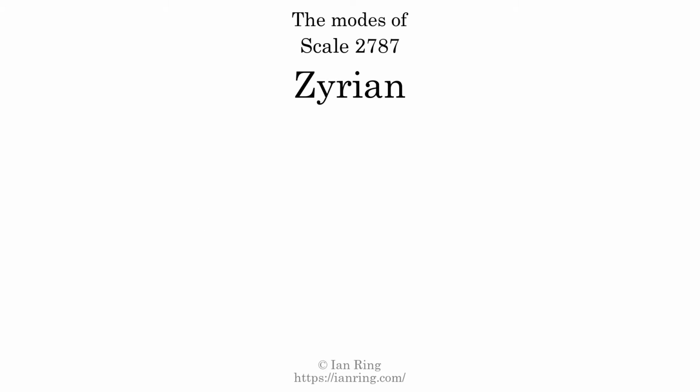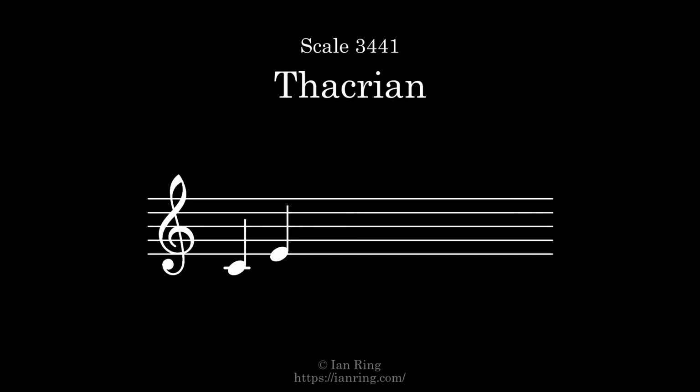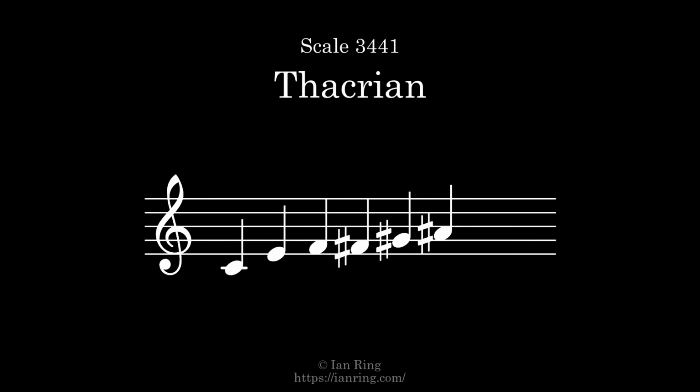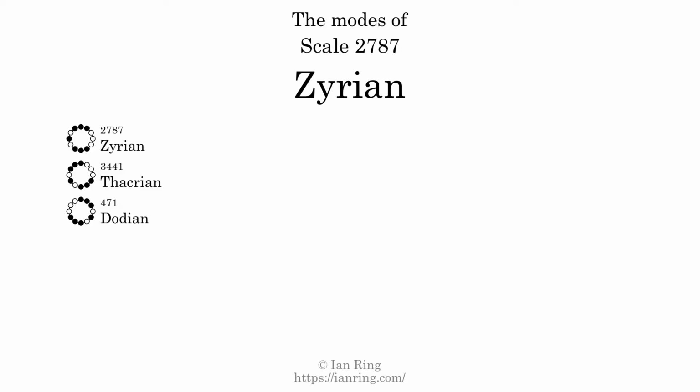This scale has 7 modes. The first mode is itself. The second mode is scale 3441, also known as Zyrian. It sounds like this. The third mode is scale 471, also known as Zyrian. It sounds like this.